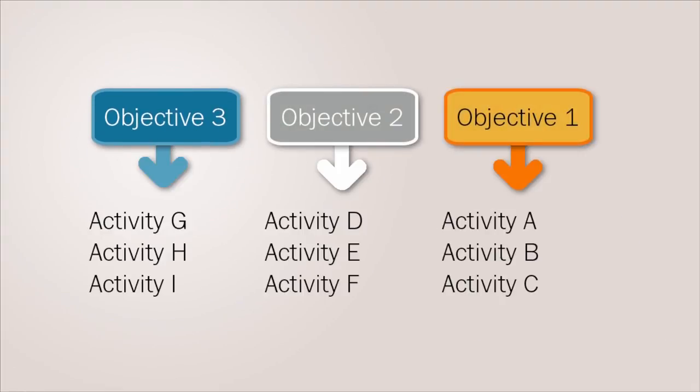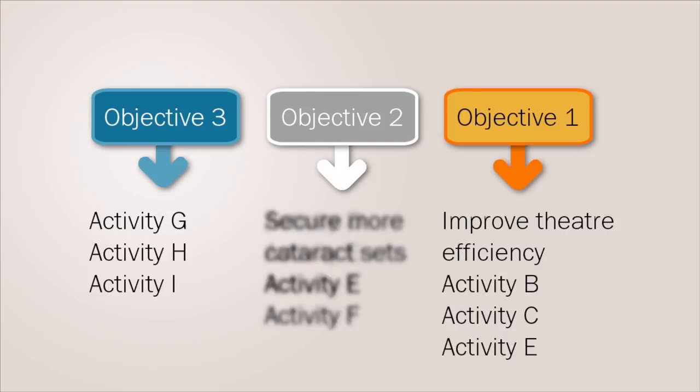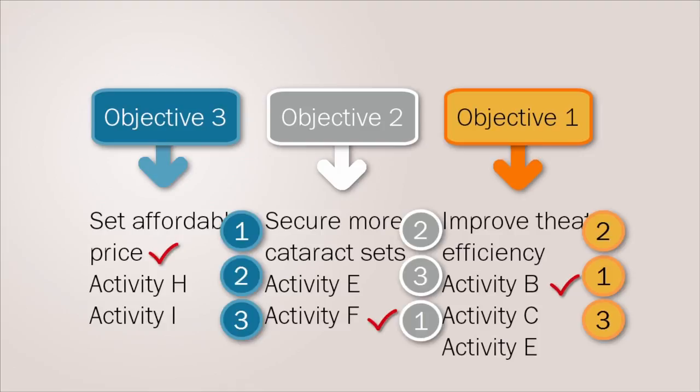Many activities need to be done to achieve each of these objectives. For example, improving theatre efficiency, securing additional cataract sets and consumables, and ensuring that the anticipated demand for surgery is costed and an affordable price set for patients. It is tricky to try and do all of these at once, and sometimes it's not even possible. So planners need to decide what is important and select the order of the actions to be taken. This is known as prioritization.